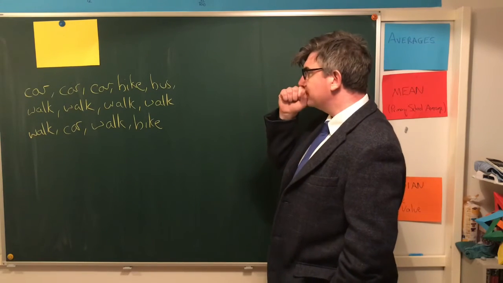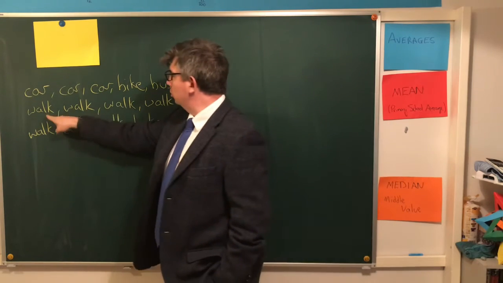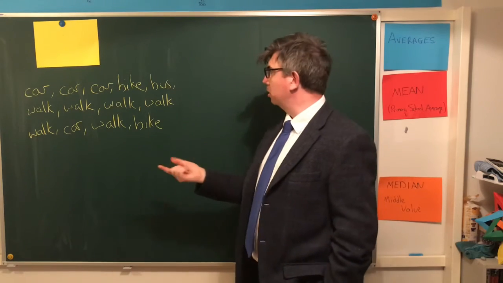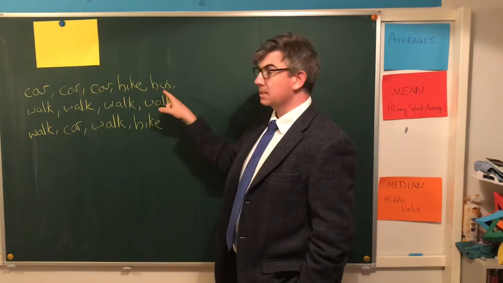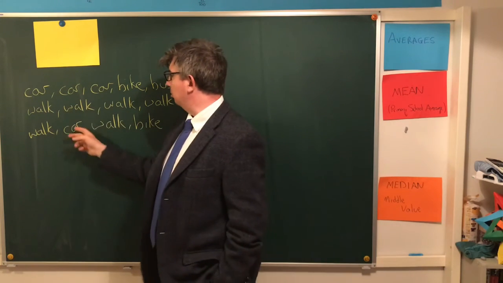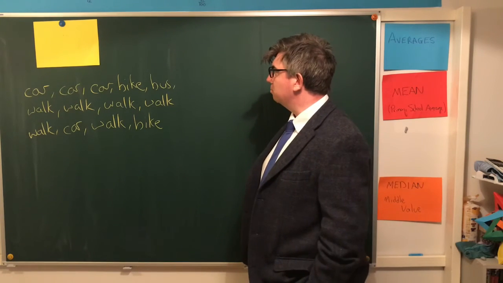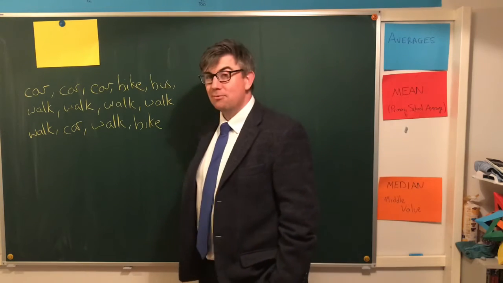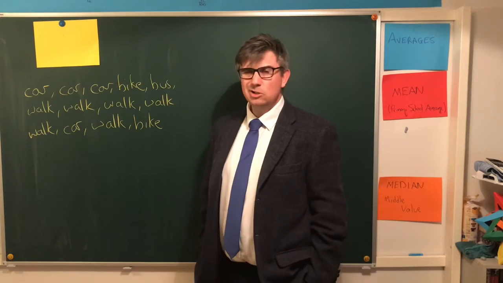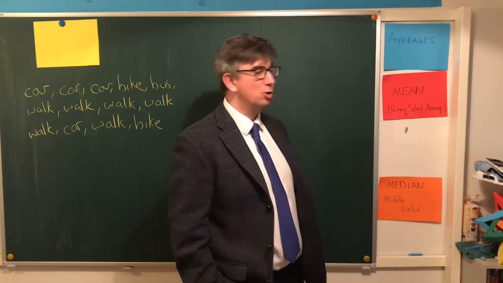So we have 1, 2, 3, 4, 5, 6. Six people walk into school, whereas only one person gets the bus into school. Two people bike into school, and four people get the car into school. Now, that's pretty good, but if I asked you to find the average way in which people come to school, we couldn't really use either of our two averages already. We couldn't really work out the mean.